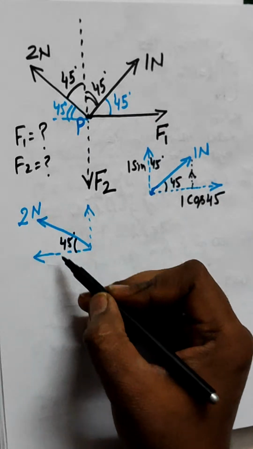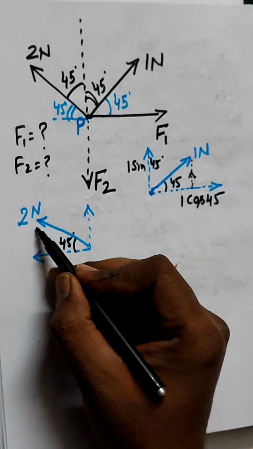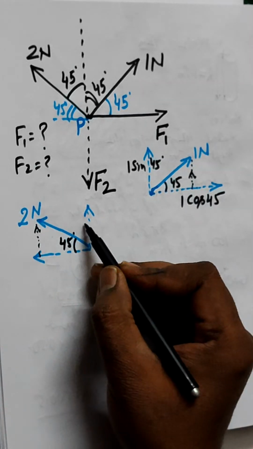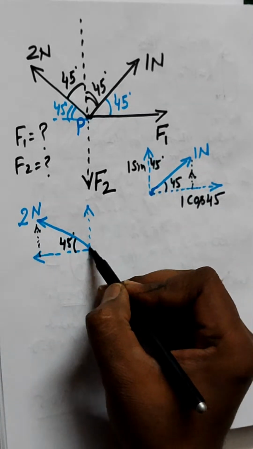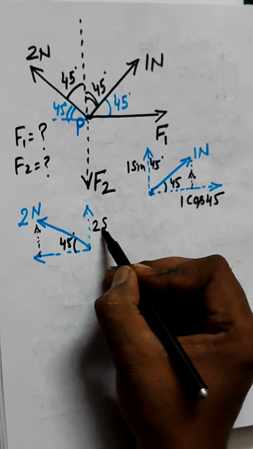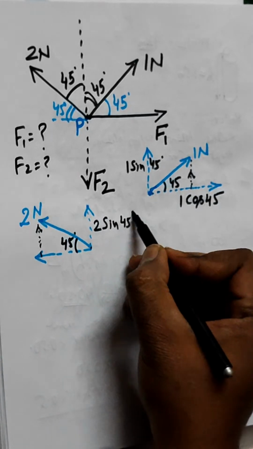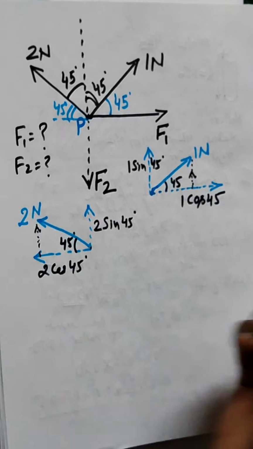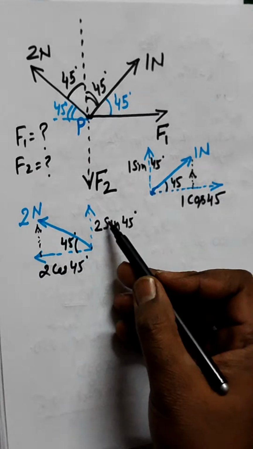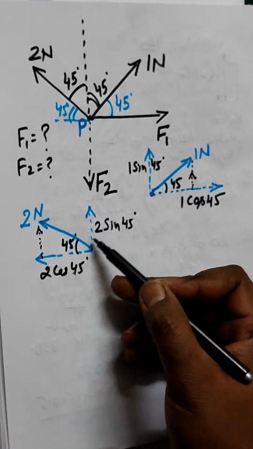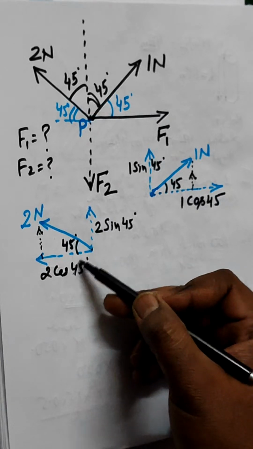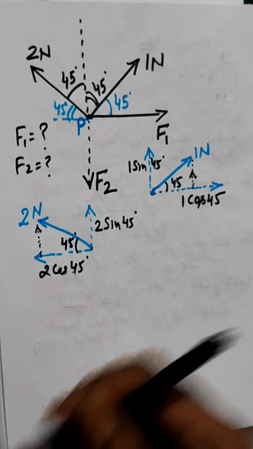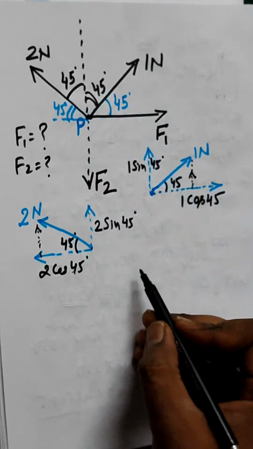So when you break the components of this, one component will be acting in this direction, that is vertically, that is 2 sin 45. So we will not write it over here, we will write it over here, right? So 2 sin 45 here and 2 cos 45 here, right? So two components of this vector are broken. Okay. Now, when you see the actual diagram, it will look like this.